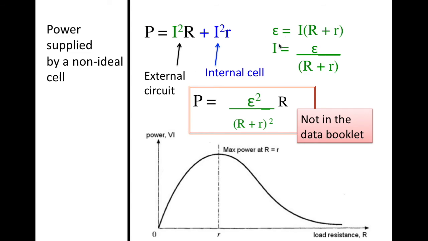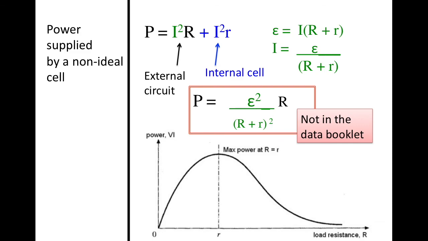We know that internal resistance equals I times capital R plus little r from an earlier slide. If we solve for current, we get I equals epsilon over capital R plus little r. When we plug that into the potential difference for the external circuit, for the external cell, we see that the power delivered to the external resistance is epsilon squared divided by R plus little r squared times R.